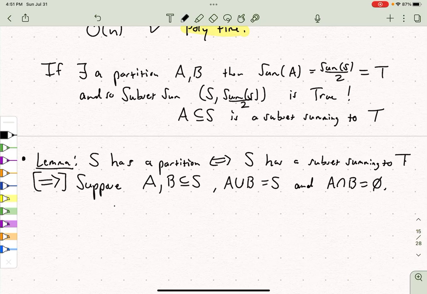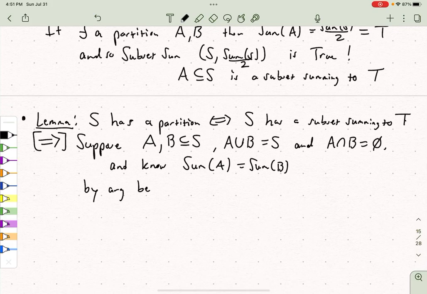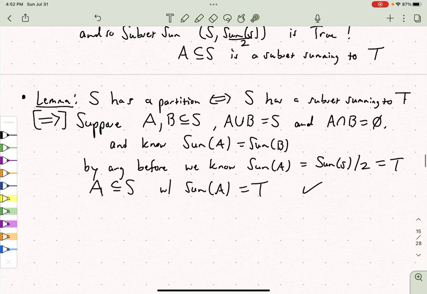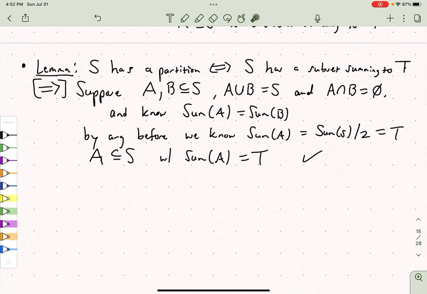If we have this, and we know that the sum of A equals the sum of B, then by the same argument as before, we know, in fact, the sum of A is equal to the sum of S over 2, and that is exactly equal to T. And so in particular, A is a subset with sum of A equals T. So if S has a partition, either side of the partition becomes a solution to the subset sum problem for that particular S and T. And the key step here is realizing that any partition has to sum, each side sums to sum of S over 2.